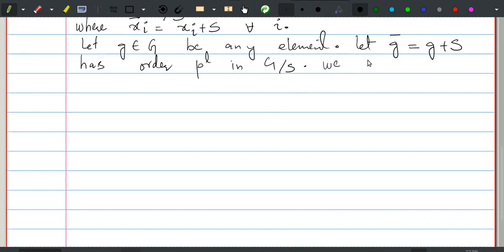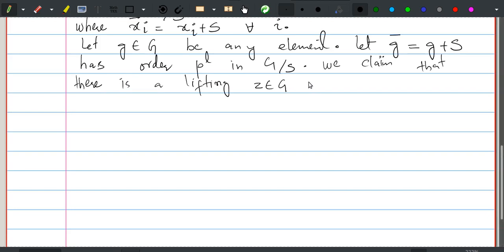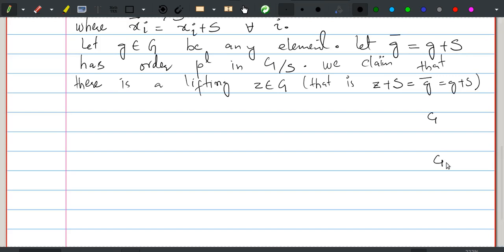We claim, so this is our claim, that there is a lifting Z in G, that is, this Z plus S is the same as G bar, which is the same as G plus S. So actually we have this G mod S here, and this is this G.